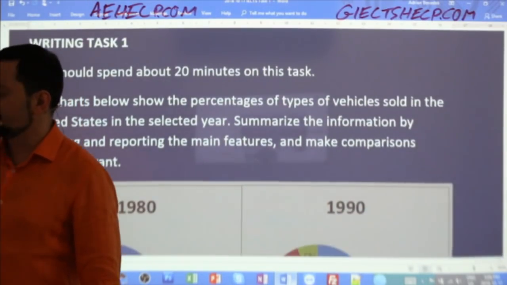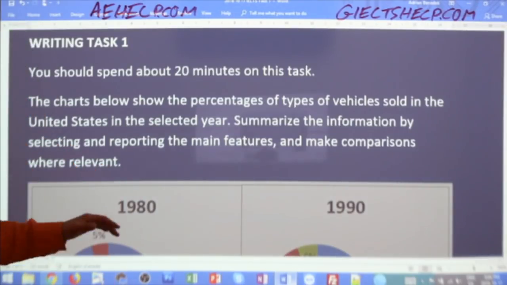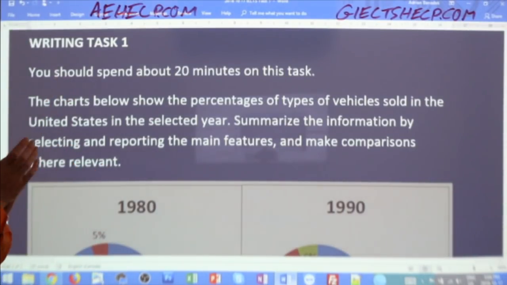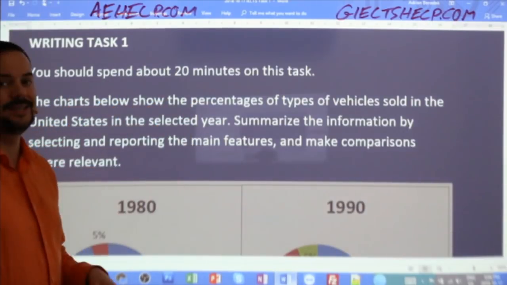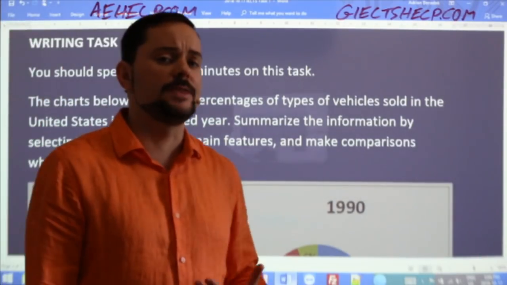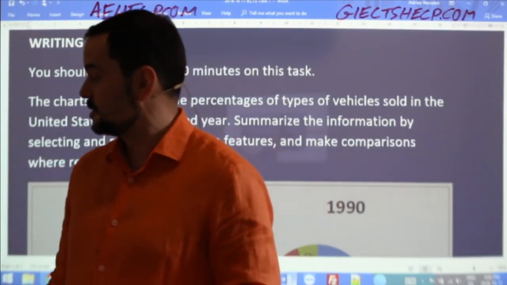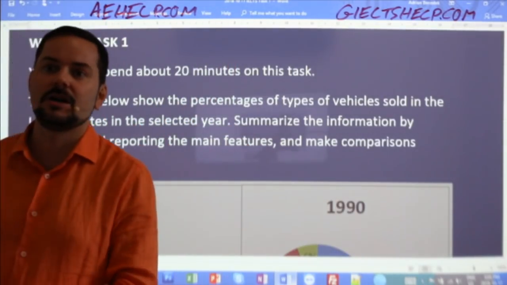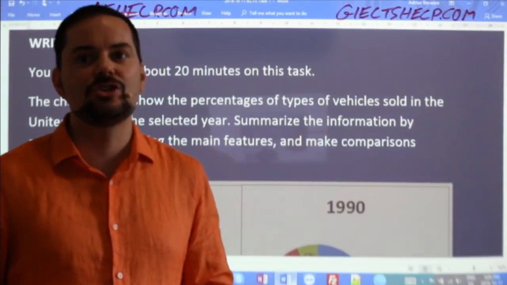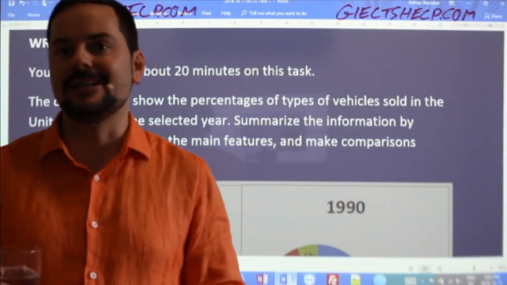Okay, let's cut right into the lesson. So here's our writing task 1. Again, this comes from our website. So you should spend about 20 minutes on this task. It's really important that you only spend 20 minutes on task 1. Why? Can some students that watch these lessons tell me why you should only spend 20 minutes on task 1?